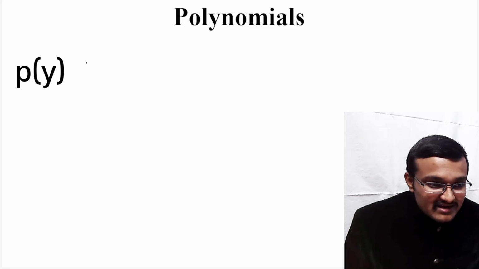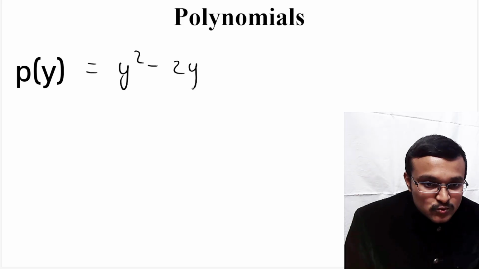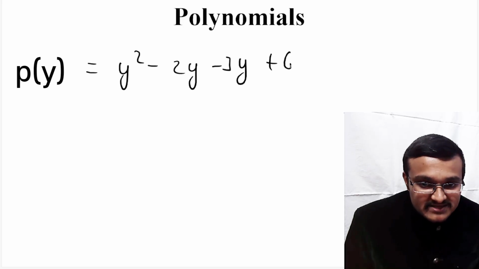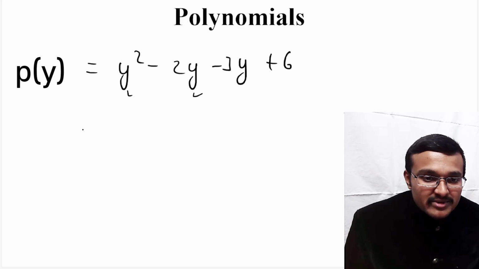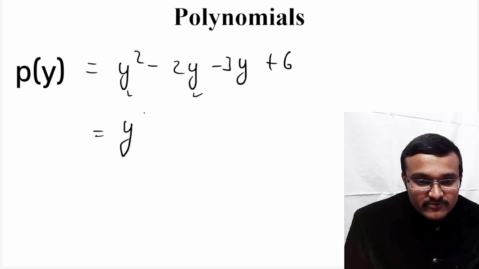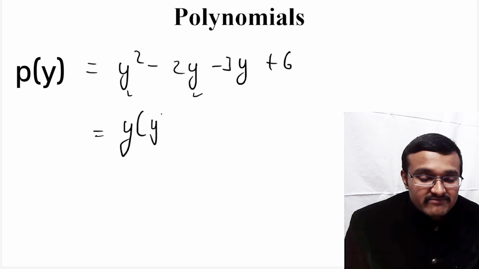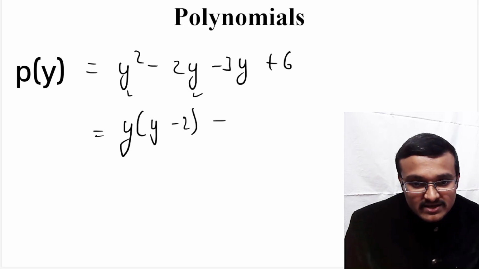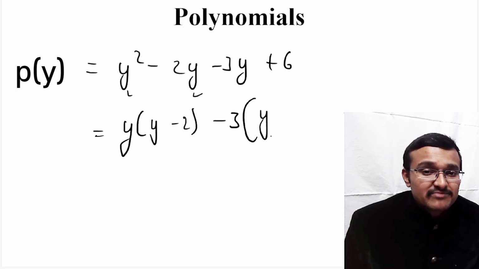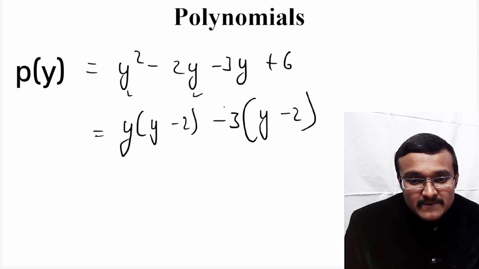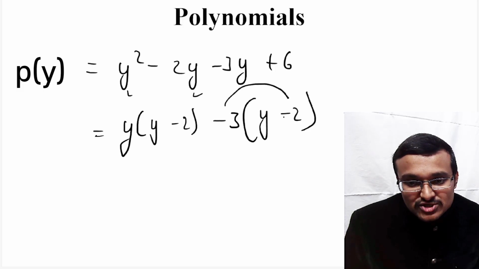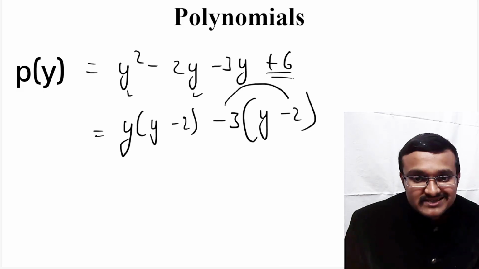You are getting the polynomial as y square minus 2y minus 3y plus 6. Here you can see y is common in these two terms, so you can take y as the common factor, and inside the bracket you will have y, because y into y is y square, and minus 2 remaining. Then minus 3 you can take common. When I take minus 3 as common, y will be remaining, and from plus 6 minus 2 will be remaining, because minus 3 into minus 2 is plus 6.